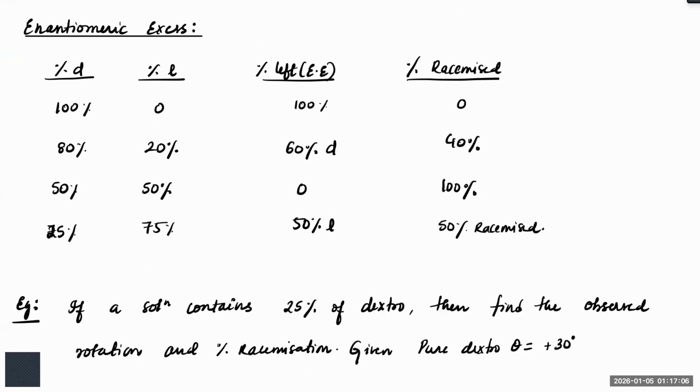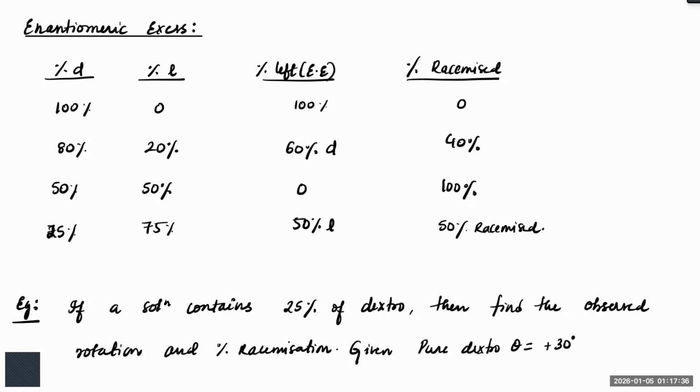See, we use this terminology enantiomeric excess depending upon what is the percentage of dextro and levo. Suppose if you have 100% dextro and 0% levo, then the percentage enantiomeric excess will be 100%, percentage racemized will be 0. If dextro is 80%, levo is 20%, then enantiomeric excess will be 60%. Got it? What does that mean?